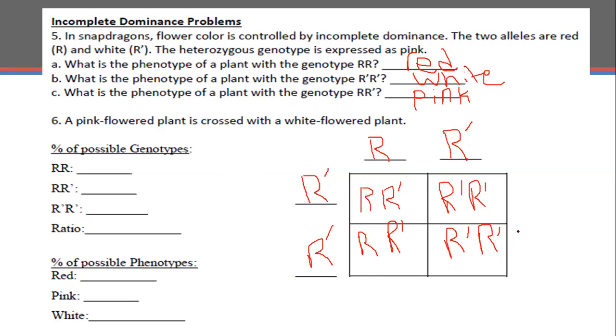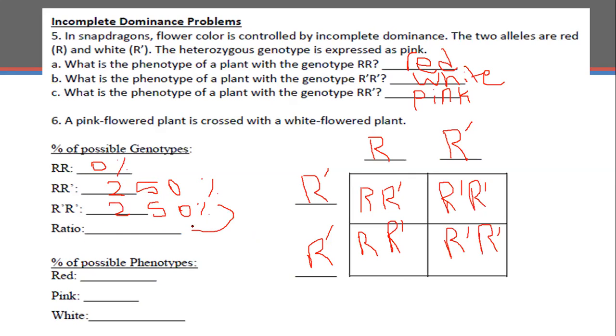I don't have any RR, 0. I don't have any red. R R dash, I have 2. R dash R dash, 2. So if we want to make it a percentage, 0 is 0%, and 2 out of 4 is 50%, half of it R R dash and half of it R dash R dash. This is the ratio.